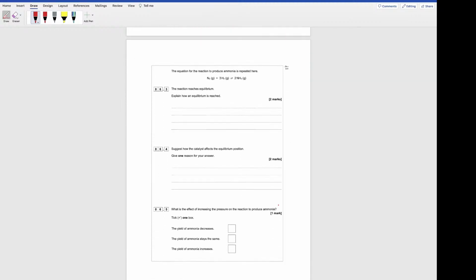So 6.3 talks about this, the Haber process again, the reaction between nitrogen and hydrogen. And it says the reaction reaches equilibrium. Explain how equilibrium is reached. So this is a reversible reaction, okay? It can go both ways. And we only reach equilibrium, meaning the same amount in terms of rate on the right and the same amount in terms of rate on the left, equalizes when they're equal, when we have the same rate in the forward reaction as we do in the reverse.